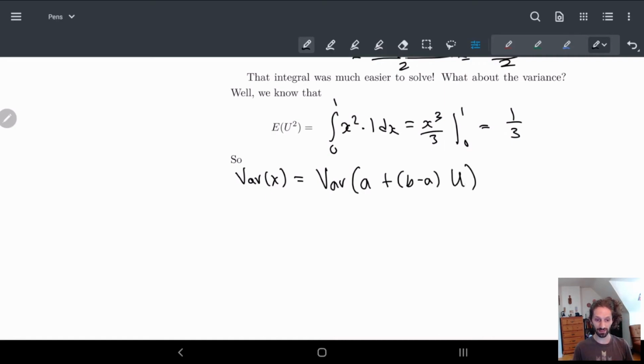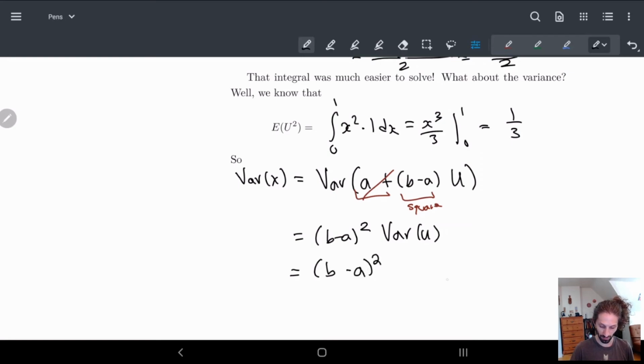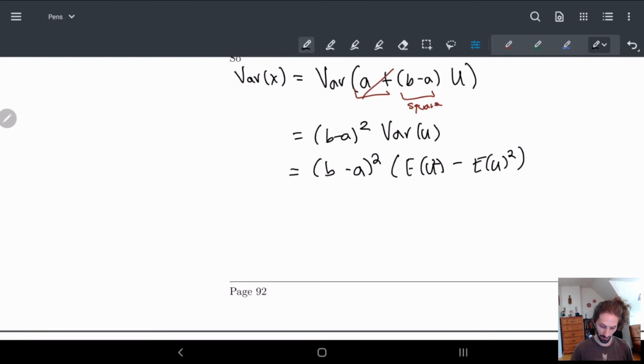So in this one, what we had seen is that this a part goes away, and then we square this one when we pull it out. So we get b minus a squared, and we get var of u. And this is why I did it this way. B minus a squared, var of u is just E of u squared minus E of u squared. All right, so this is just b minus a squared. This is 1/3 from above. This E of u we saw before is just 1/2, and we're squaring this.